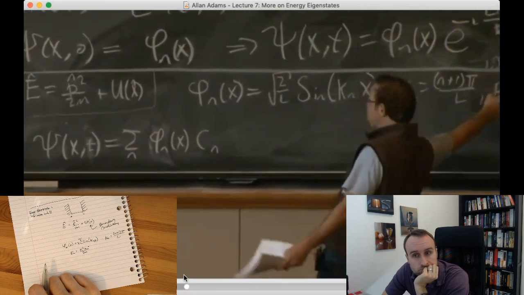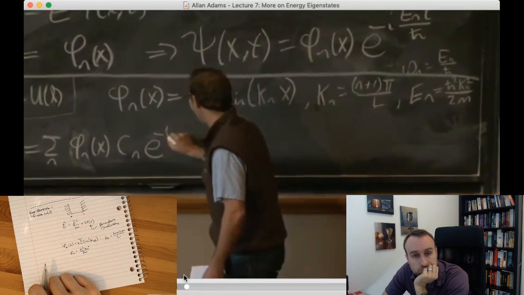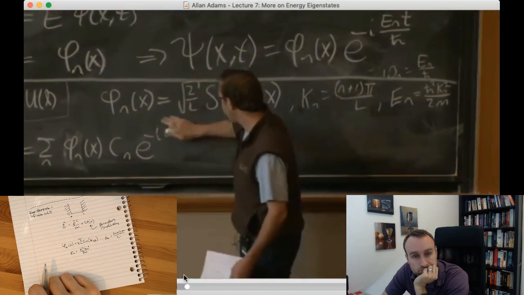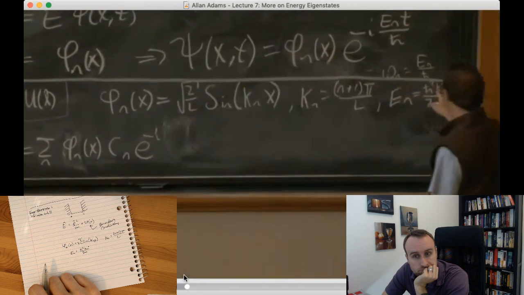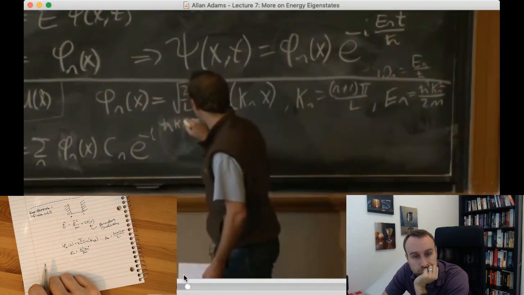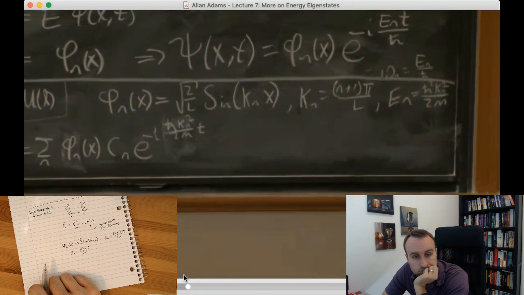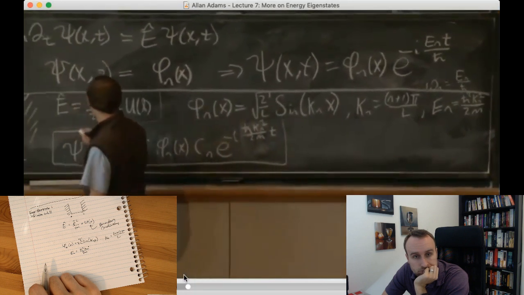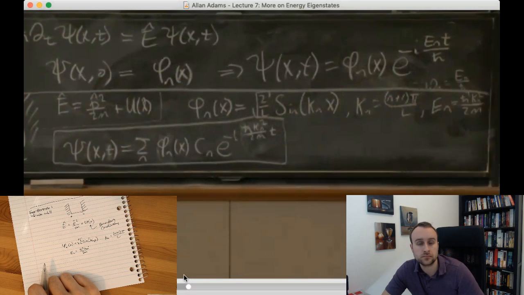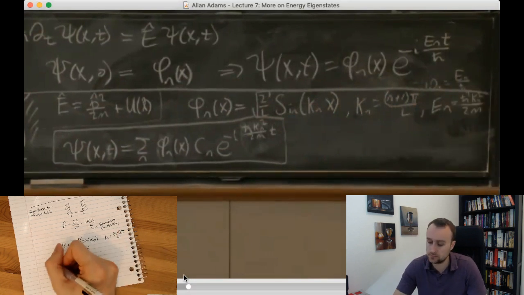Yeah, we just pick up the phases, and what phase is this guy? It's e to the minus i omega n t. And when I write omega n, we need to be more explicit about that, that's E n over h bar. So that's h bar k n squared upon 2m t. Cool. So there is our solution for arbitrary initial conditions to the infinite square well problem.